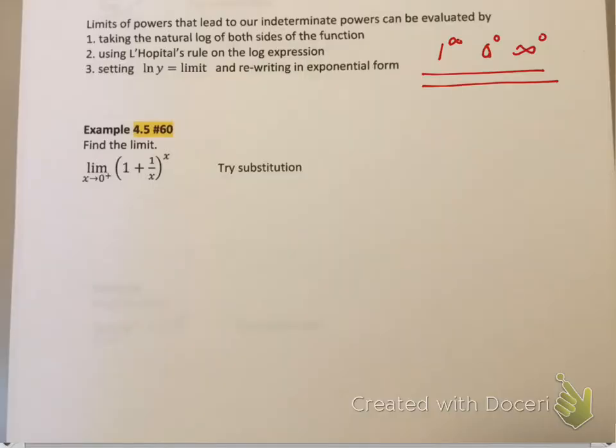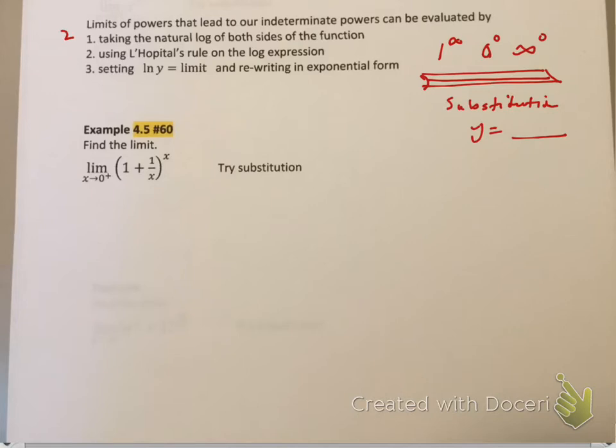Alright, the last kind that we have is the kind where you have 1 to the infinity, 0 to the 0, or infinity to the 0. Anytime you have these three possibilities, you have something that can be put in an indeterminate form if you follow the steps. That is, you're going to do a substitution of y equal to whatever you're taking the limit of. And then you're going to take the natural log of both sides.